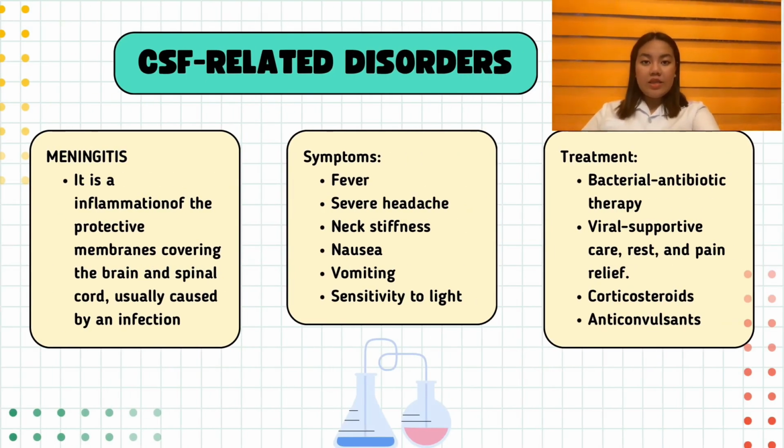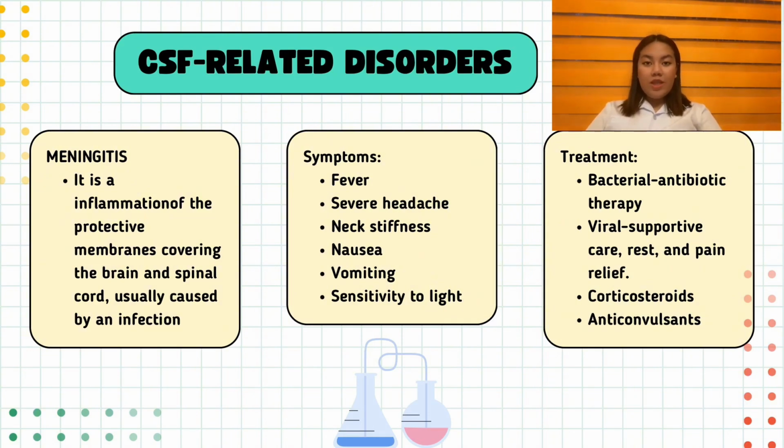Lastly, in CSF-related disorders is meningitis. It is a serious disease in which there is inflammation of the meninges. Meninges is protective layer covering the brain and spinal cord. And usually, meningitis caused by viral or bacterial infection.